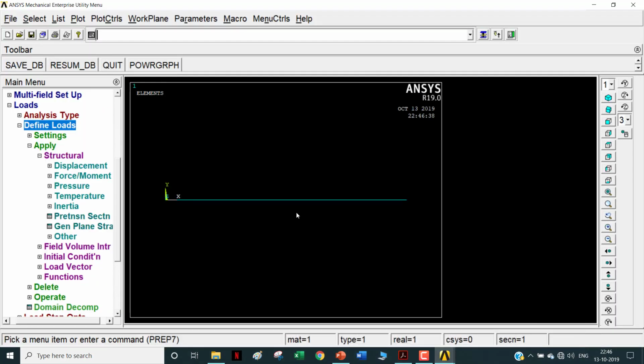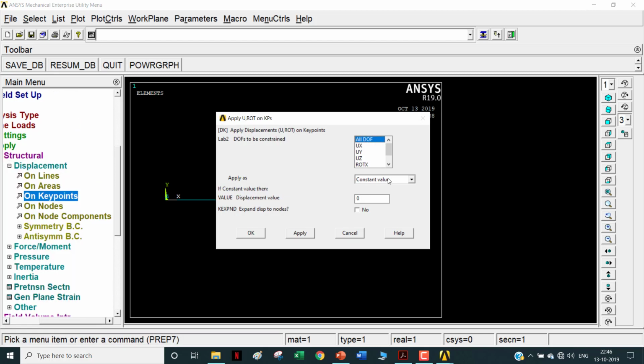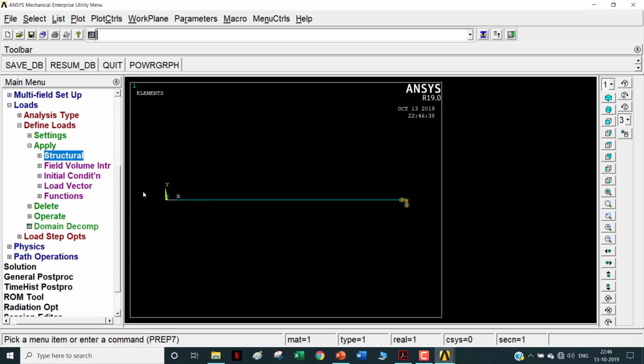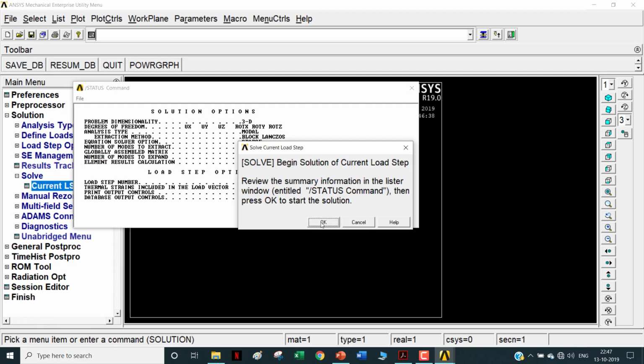So I have to arrest, already I have fixed here. One more time I have to fix it here, right? Displacement on key point, I'll select the rightmost key point, I'll click on OK. On all degrees of freedom, 0. Now this is a fixed beam because I have already fixed it here and I have done all the necessary things. I have changed the analysis type, I have given everything. I just have to solve it once more.